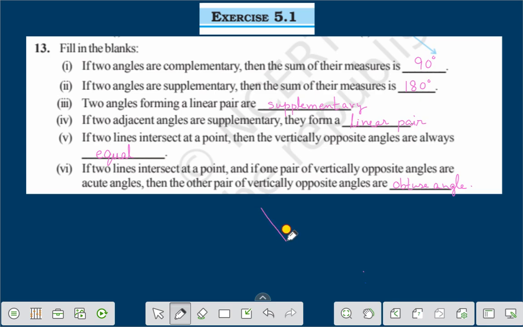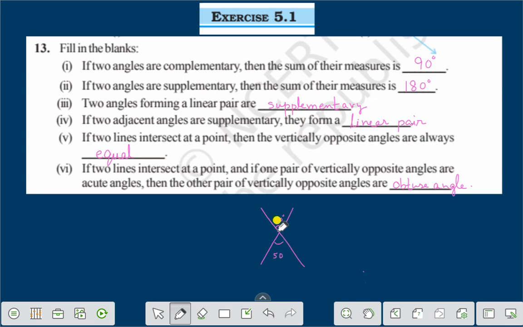Suppose this is the vertically opposite angle. One angle is, suppose, an acute angle, that means less than 90, suppose 50 degrees. If this is 50 degrees, the vertically opposite angle will also be 50 degrees, right?